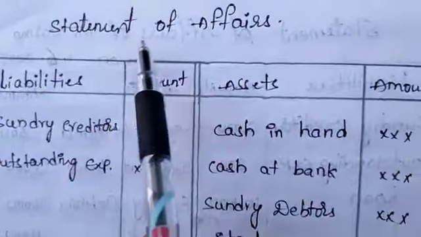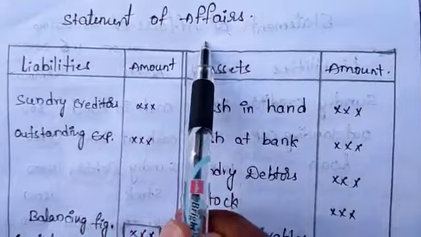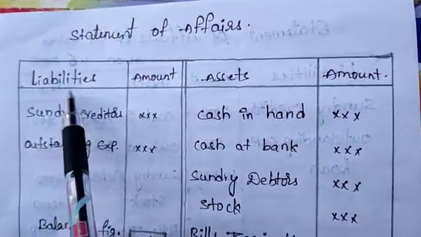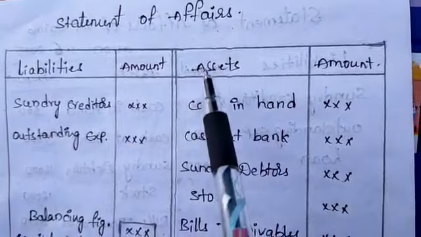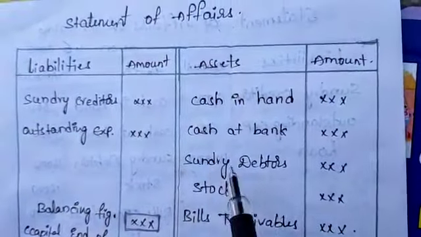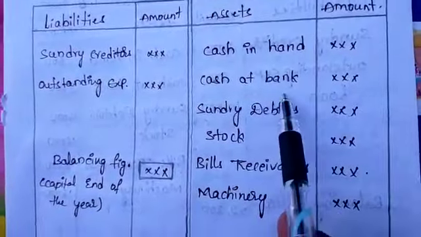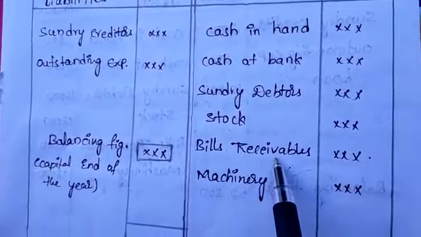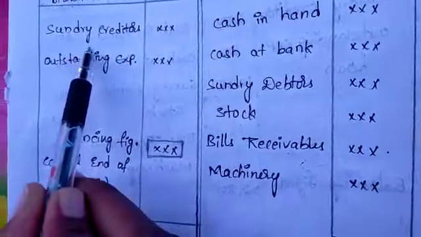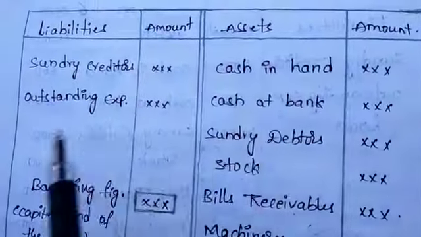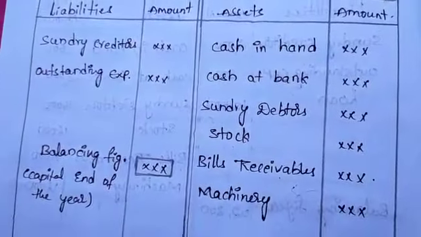Next, we will discuss the statement of affairs. A statement of affairs is like a balance sheet, with liabilities and assets. Assets and liabilities are recorded in this format: cash in hand, cash at bank, sundry debtors, stock, bills receivable, machinery. Next, sundry creditors, outstanding expenses.